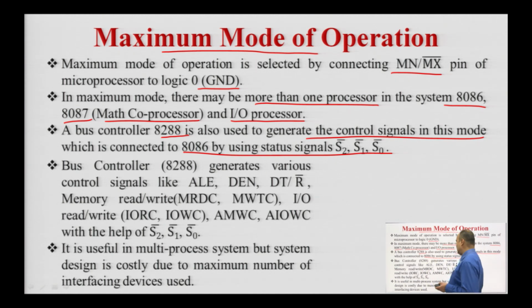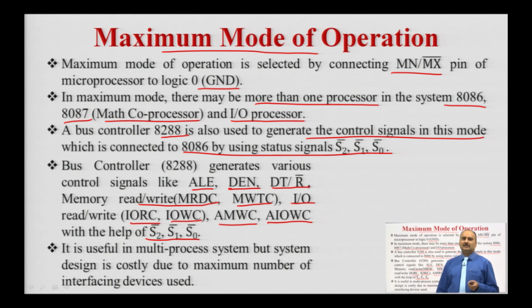These control signals are the address latch enable signal, data enable signal, data transmit or receive signal, memory read and memory write control signals, input output read and write control signals, that is IORC and IOWC, and the advanced memory write and advanced input output write control signals, with the help of these inputs S2, S1, S0. So, these are the inputs to the bus controller, and with their help the bus controller will generate the control signals for the memory and input output device.